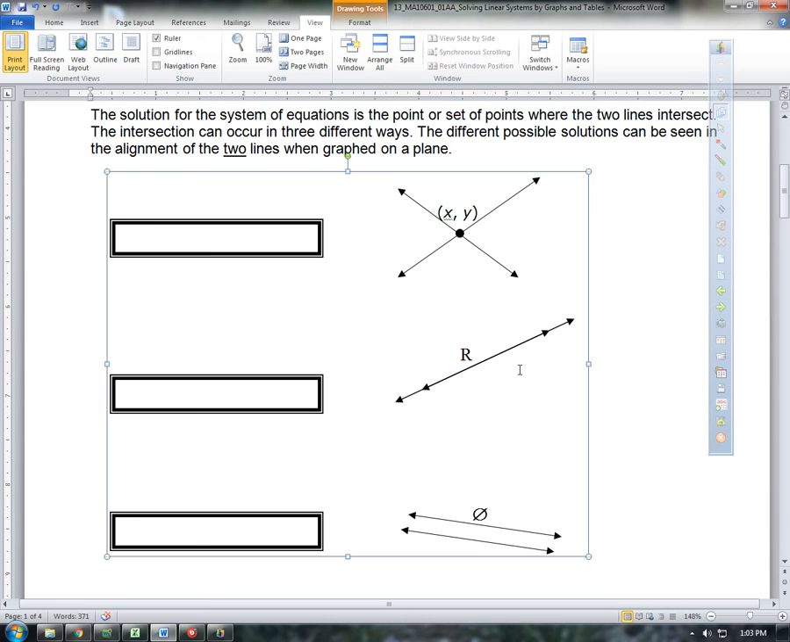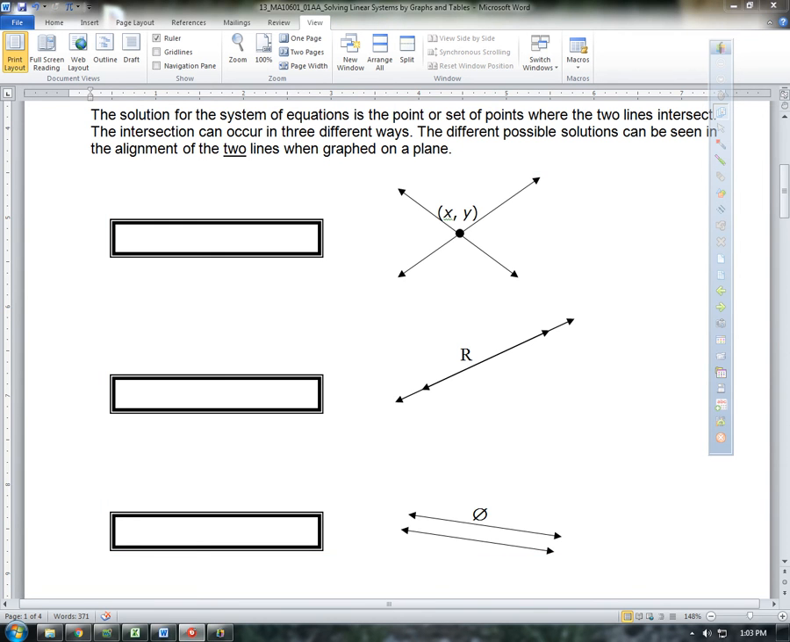If you only see one line, that means that there are two lines graphed on top of each other. They cross everywhere, so your solution is all real numbers. And then if you have parallel lines or lines with the same slope, those lines will never cross, so you have no solution. There's never going to be anywhere that they cross, so it's impossible to get a solution.